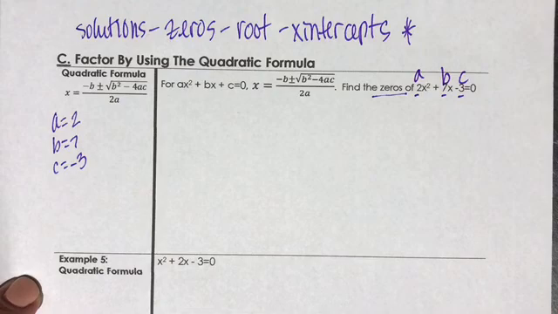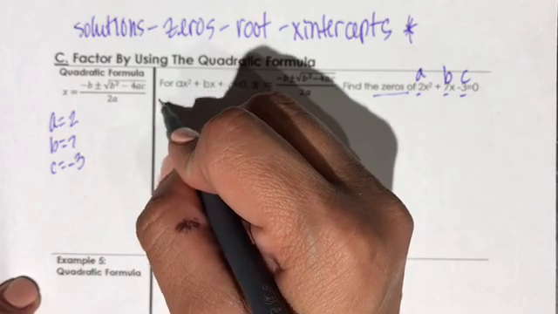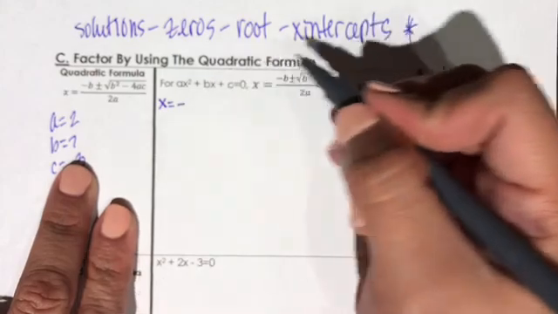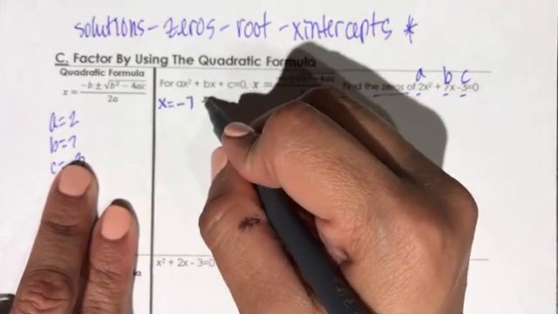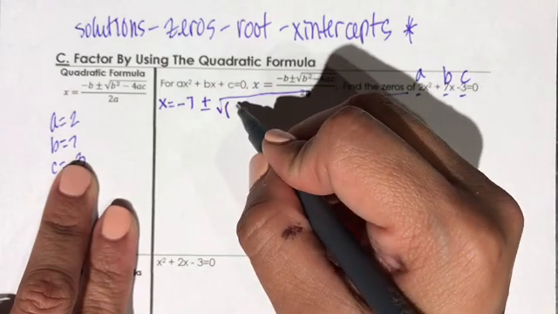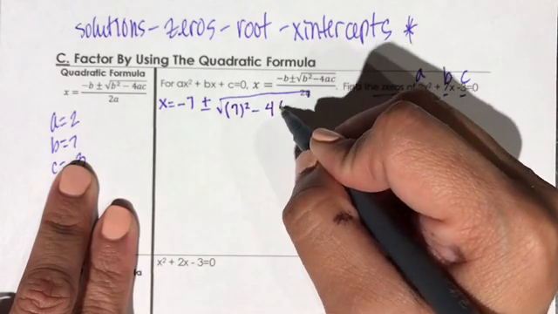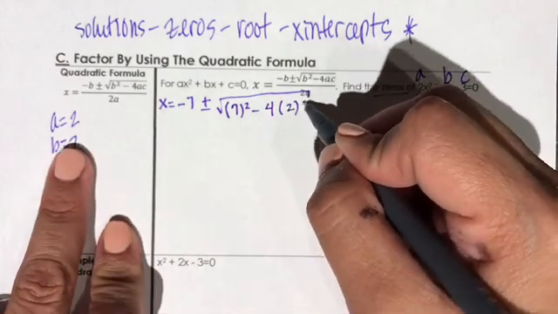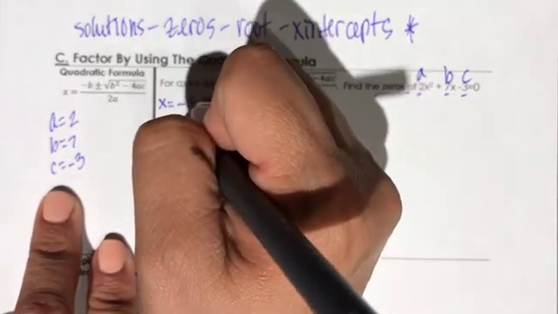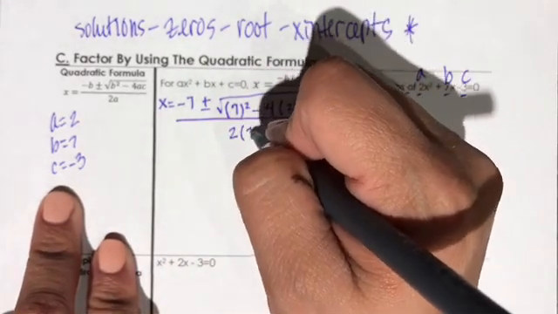So let's go ahead and build our quadratic formula. X equals negative b, which is 7, plus or minus the square root of 7 squared minus 4 times a, which is 2, times c, which is negative 3. All of this divided by 2 times a, which is 2.